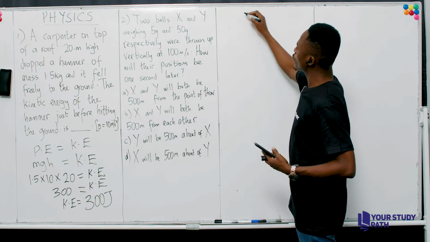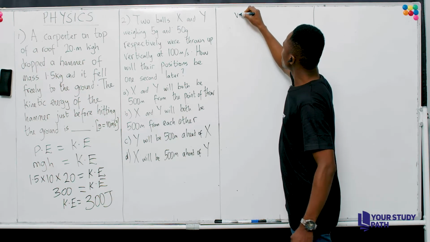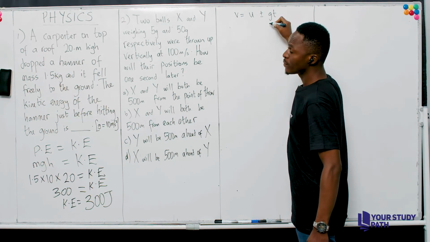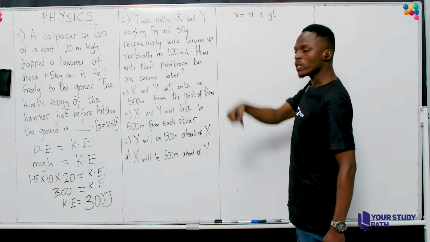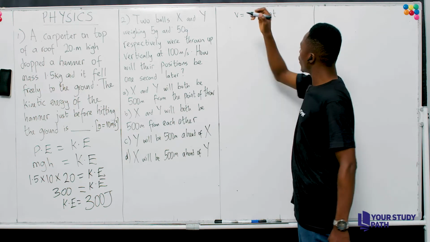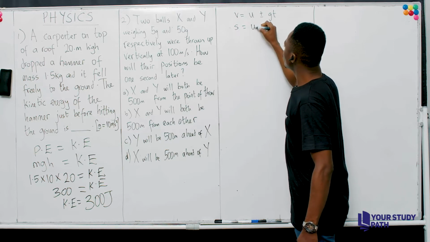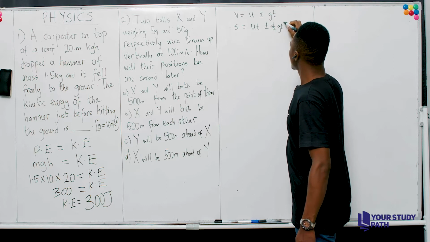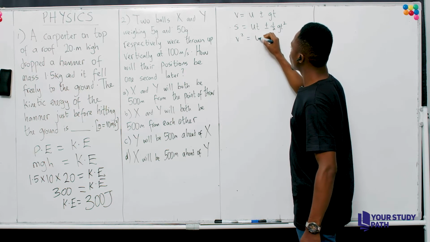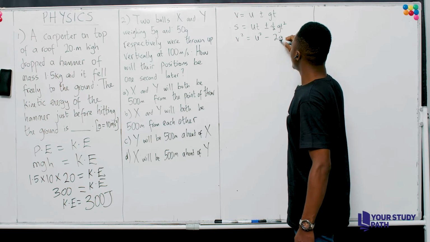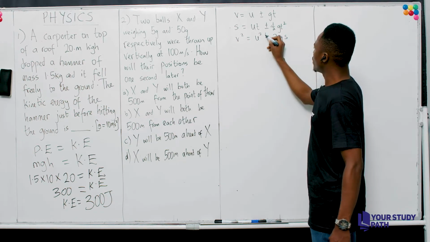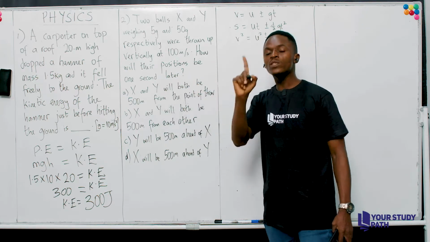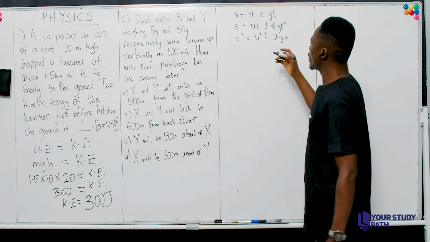We have various equations which we can use. The first one, V equals U plus or minus GT, plus for a body coming down, minus for a body moving up. We have S equals UT plus or minus half GT squared. And the last one, V squared equals U squared plus or minus 2GS. Of these three, being given the time value, 1 second later, it means the t value is given.